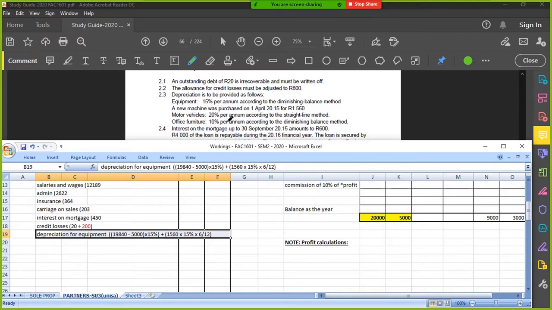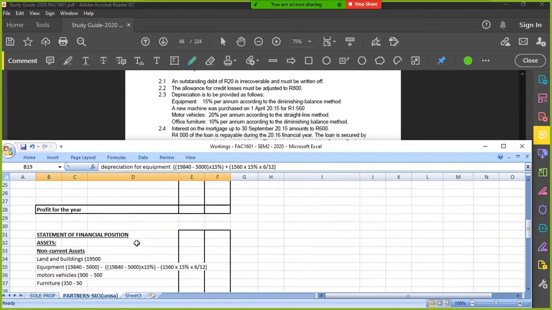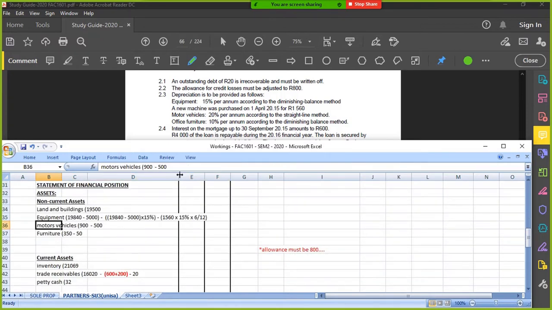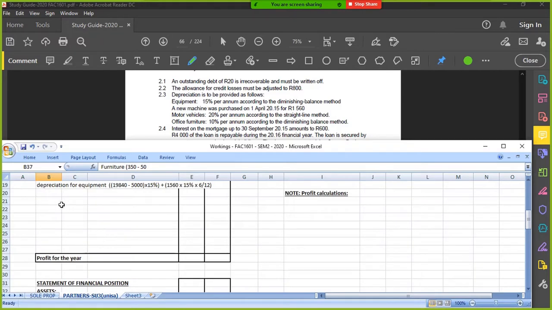Right, motor vehicles, 20% using straight line. Okay, that's easy. Right, so there's motor vehicles. Okay, subtract open brackets, costs, times 20%. Right, there's depreciation for motor vehicles. Copy that. Depreciation is an expense. Don't forget to disclose it for motor vehicles. Right, there's the depreciation.